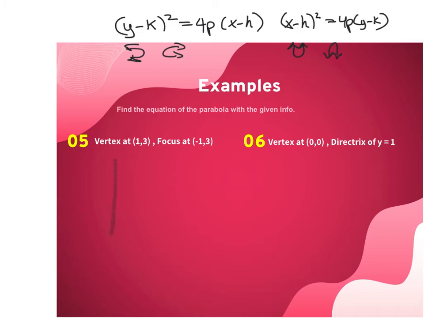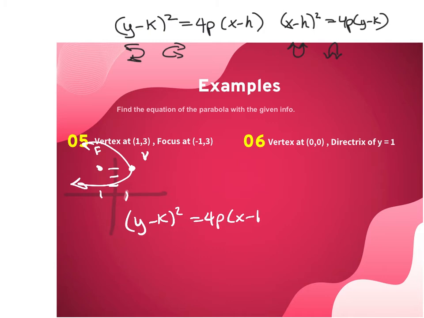So again, give myself a little rough sketch. I'm graphing the vertex at the ordered pair 1, 3. So my vertex is here. My focus is at -1, 3. Again, the parabola surrounds the focus. So you can see it's opening backwards to the left. So I'm going to be using the y minus k squared equals 4p x minus h.